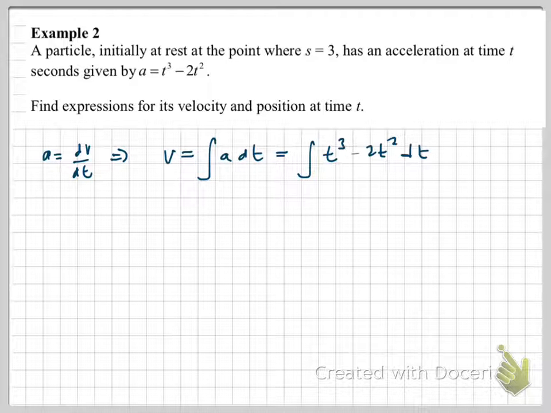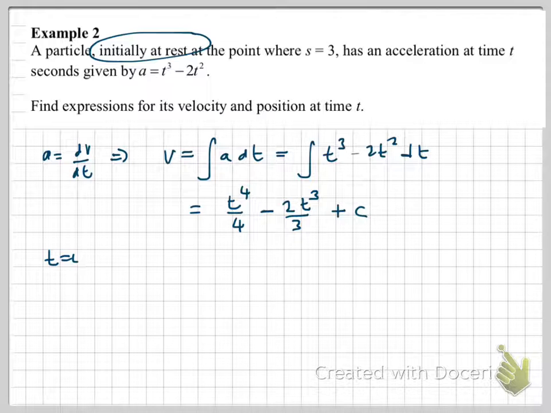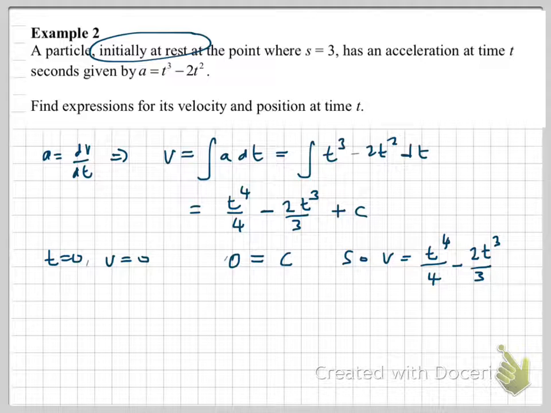We get t cubed minus 2t squared, and that gives us t to the power 4 divided by 4 minus 2 t to the power 3 over 3 plus c. To find out c, we should go back and look at our original conditions, and we're told initially the particle is at rest. Therefore, when t equals 0, v equals 0. We can substitute those values in, and we can see that c will therefore be 0, and so we have an expression for v.